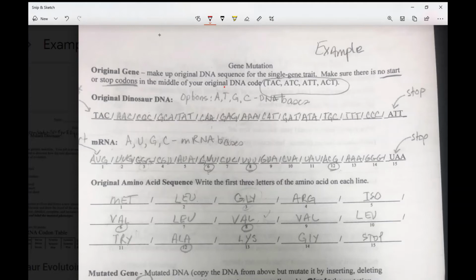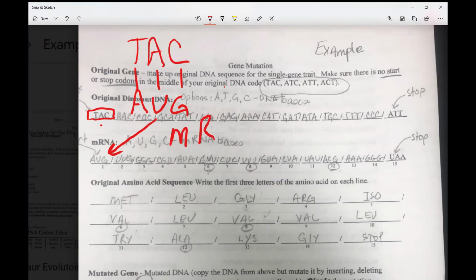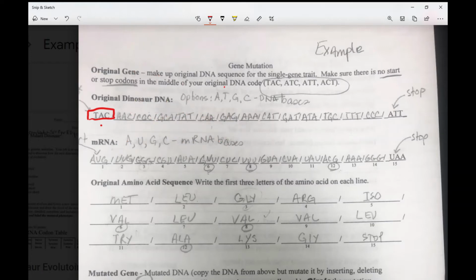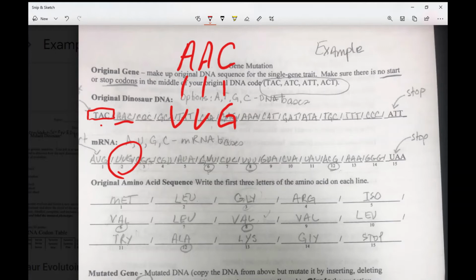So if I look at this right here, TAC, which is a start codon, I can only use it at the beginning of the sequence. So T goes with A, A goes with U, C goes with G, because I'm writing mRNA, not DNA. That's why this is a U. Let's do the next one. The next one is AAC. A goes with U, A goes with U, C goes with G, and so on and so forth.